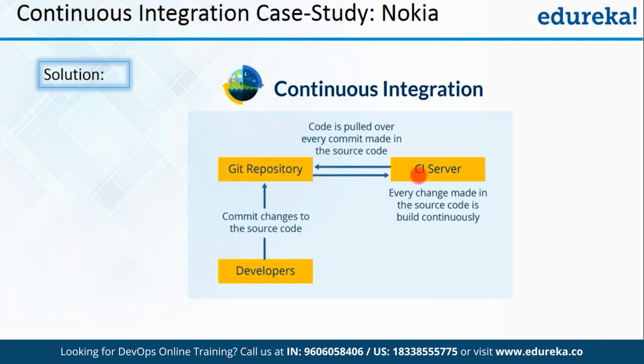So in this way, locating and fixing bugs was very easy. But we saw that in nightly builds, if there is any bug, they have to check all the commits that have been made throughout the day. So with the help of continuous integration, they know which commit is causing that error. So locating and fixing bugs didn't take a lot of time.